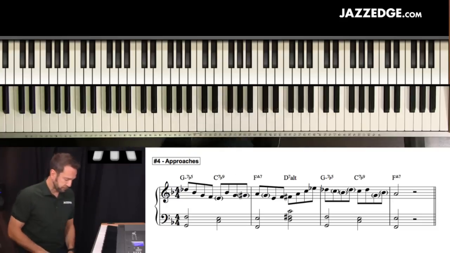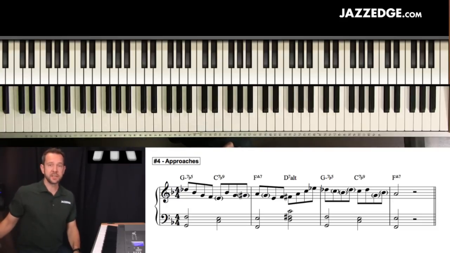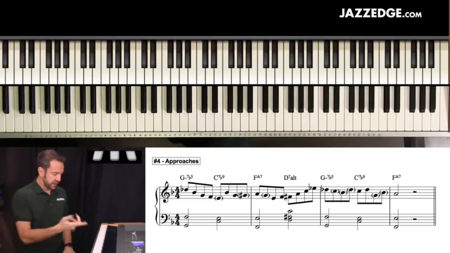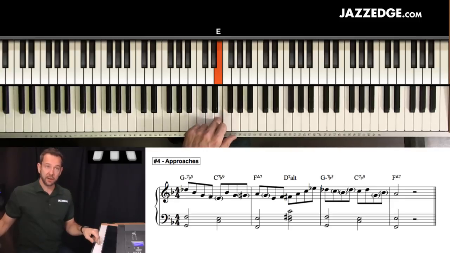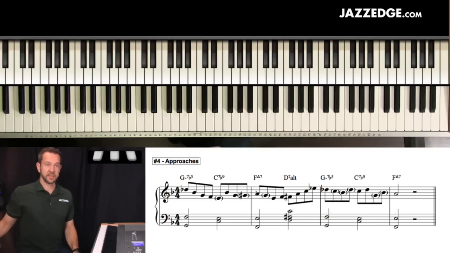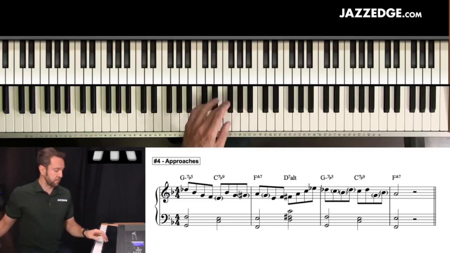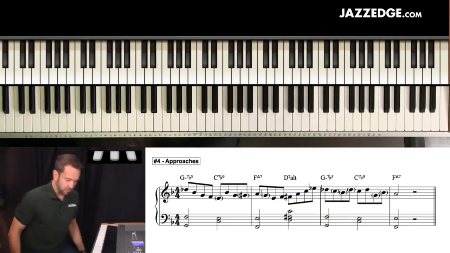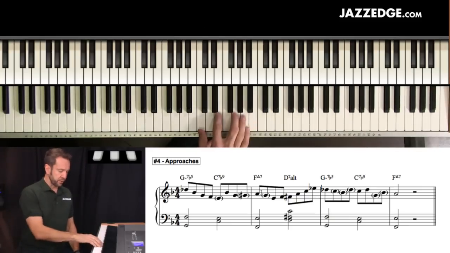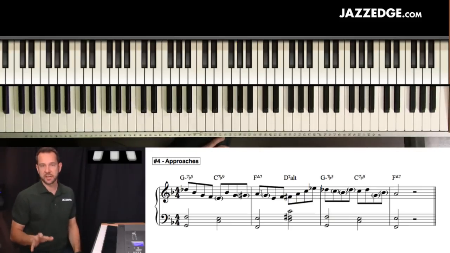All right. So what we have going on here is these approaches, and approaches are basically, you think about having a target note. So if we take a look at this E right here, I'm trying to get to that E, so I have that half step above, moving to the E. So here, look at this one. This is a target, this is an approach, this is a half step below the G sharp going up to the A. So years ago, I worked through an exercise, and this is a great exercise to work on.